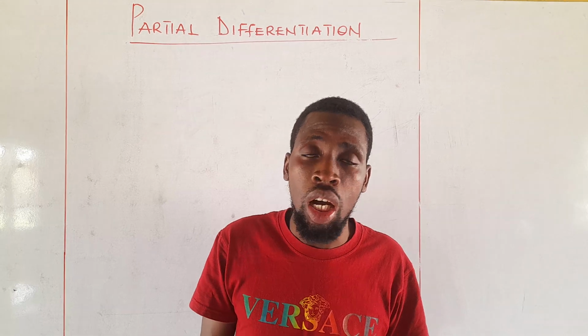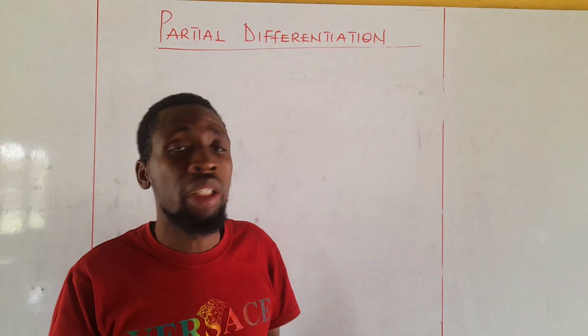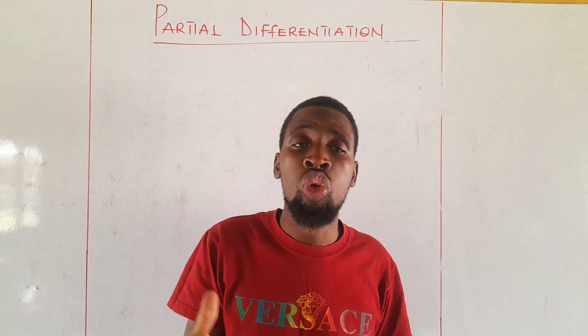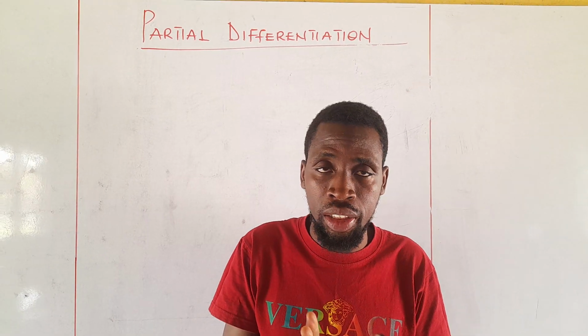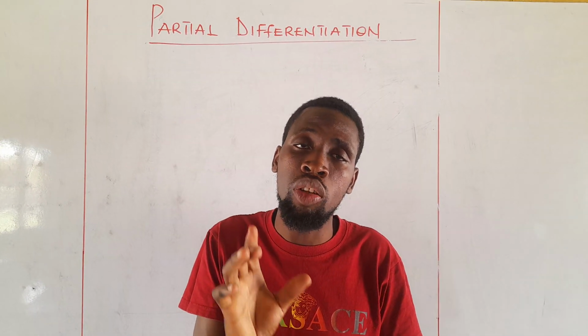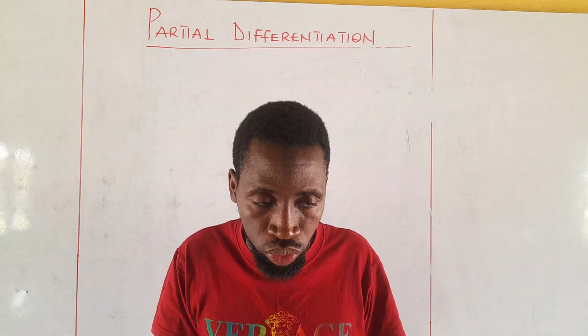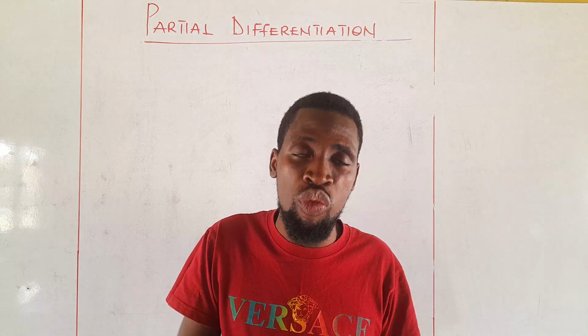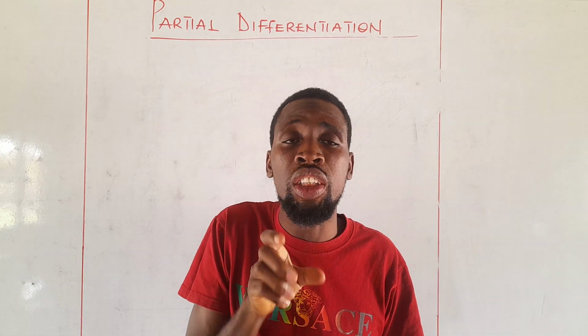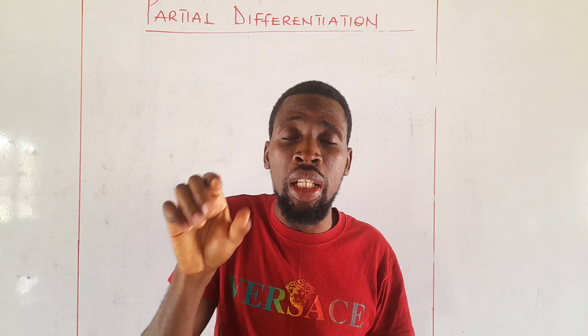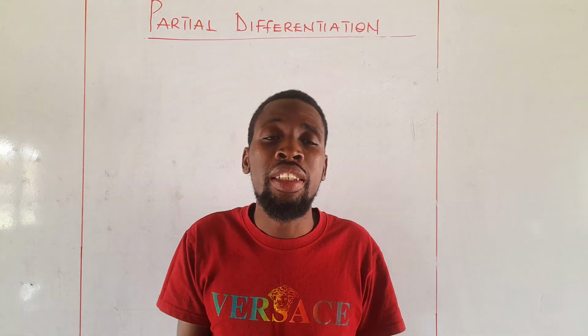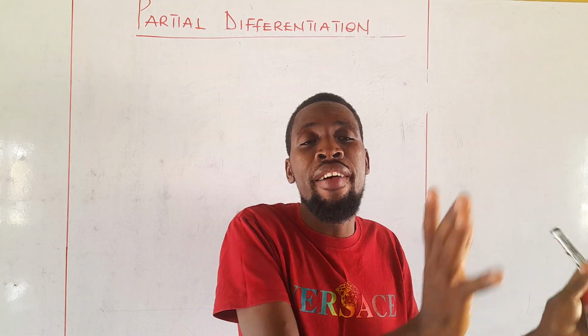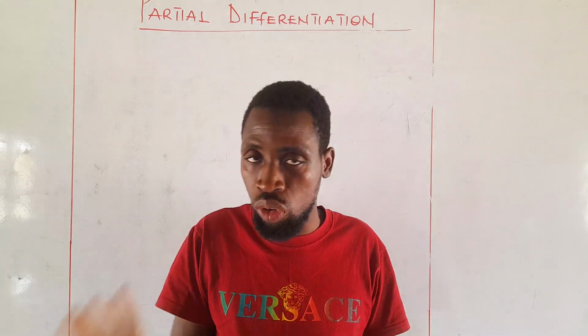So today, our discussion strictly will be on partial differentiation. Partial differentiation is done if a function is dependent on two or more variables. When partial differentiation is performed with respect to one variable, the other variable or variables will be held constant.